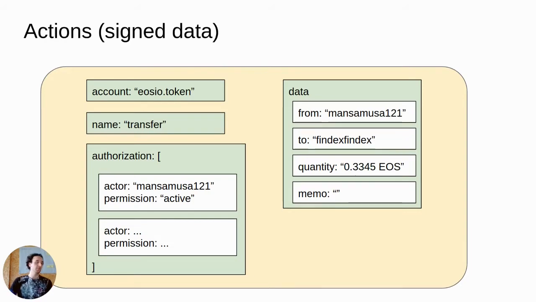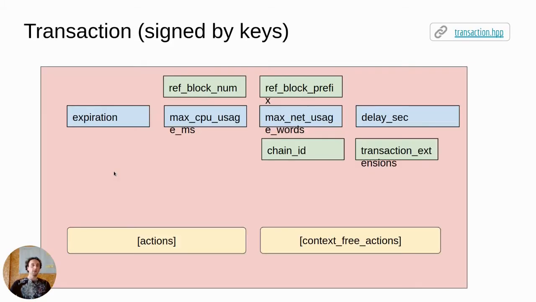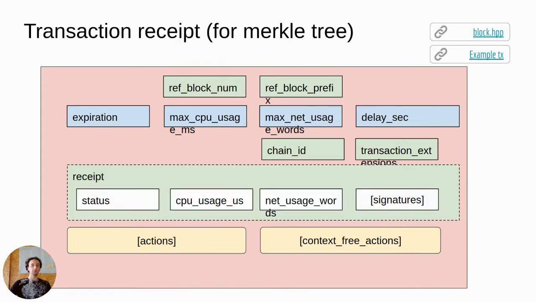So yeah, here's just a look at one of those actions. This is the data in an action. You send the account that you need to send to, the name of the action, and the data for that action. So here is the system token contract. This is what we send. I'm sending from me to somebody else this many coins with a memo, and you need to set who's authorizing the transaction. I've covered a lot of this already, but if you want, this is the full transaction structure. I'm not going to do it all again.